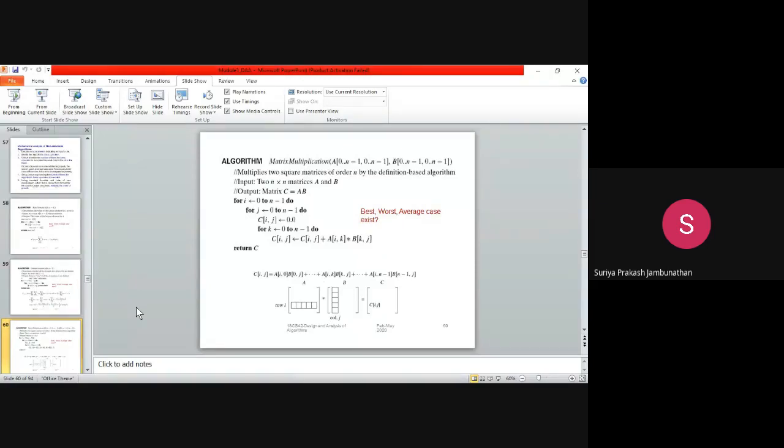Matrix multiplication, I hope you all know it from your C programming. Did you do matrix multiplication in your C program lab, students? No, sir, not done. You have matrix addition. Matrix addition was in the syllabus, sir, but we didn't have lab in college last year.